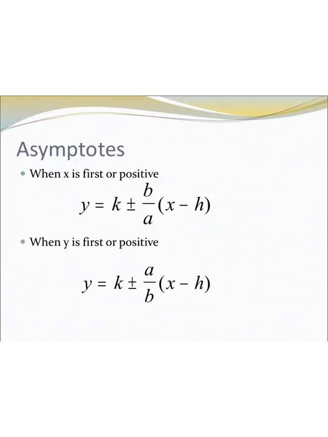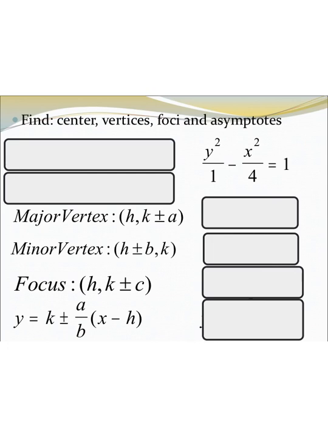We also have asymptotes that we need to be able to graph to form our hyperbolas. If x is our positive variable, then your asymptotes are y equals k plus or minus b over a times (x minus h). If instead y is your positive variable, then you have y equals k plus or minus a over b times (x minus h). The key thing in determining which equation you use for your asymptotes is which variable is positive.